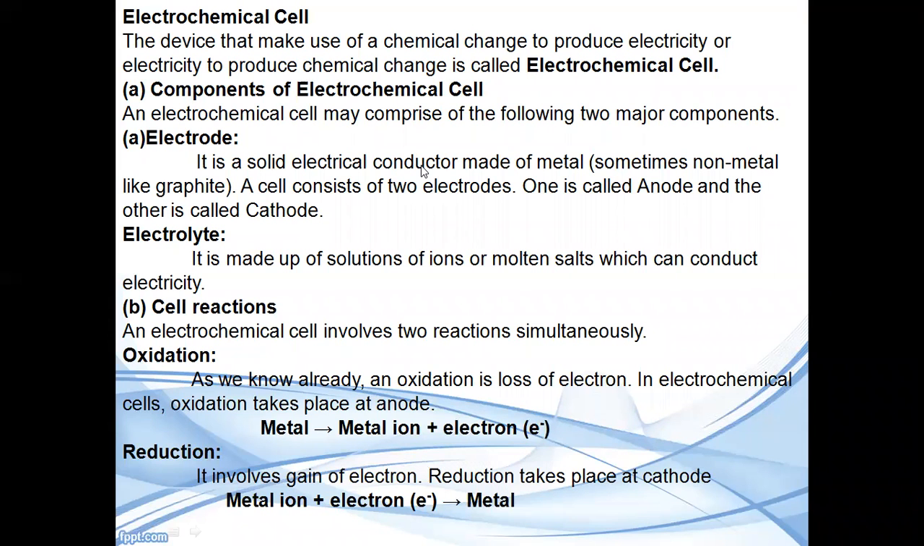So the next one is electrolyte. It is made up of a solution of ions or molten salt which can conduct electricity. Electrolyte means the solution containing ions or molten salt. So the electrolyte is there to conduct the electricity. The other component of an electrochemical cell is the cell reaction.